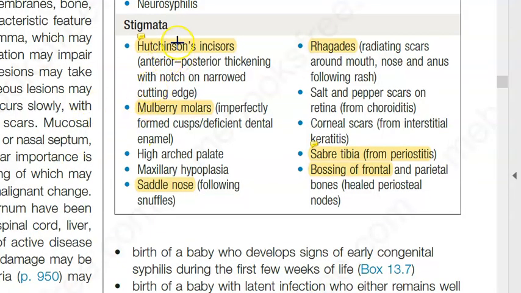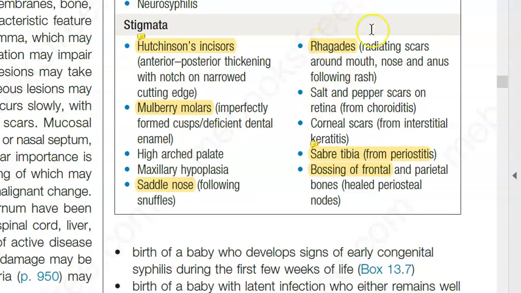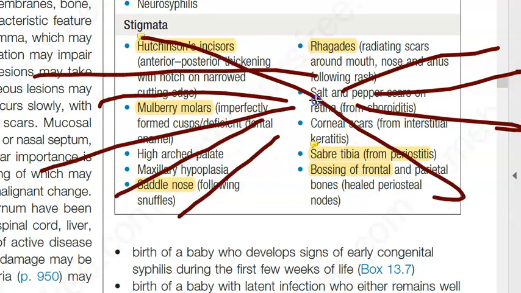Saddle nose means the baby will have a flat nose like this, right? So I want to make the nose look more flat. Flat nose, saddle nose. A lot of terminologies, guys, in this congenital syphilis. Rhagades: radiating scars around the mouth, nose, and anus, following rash.